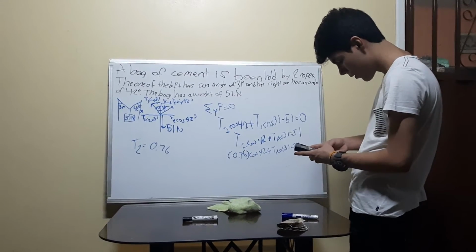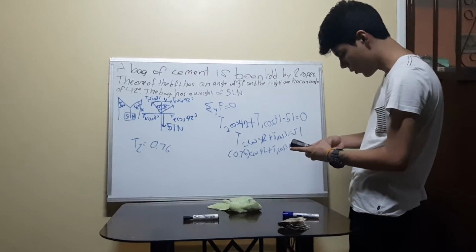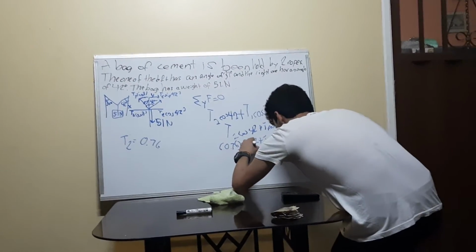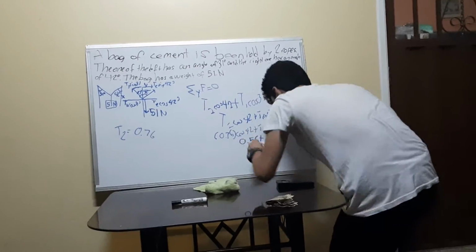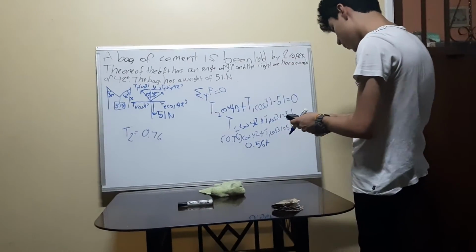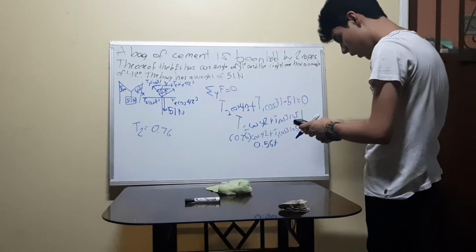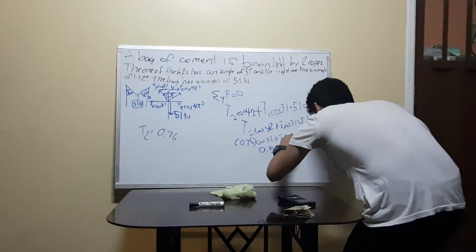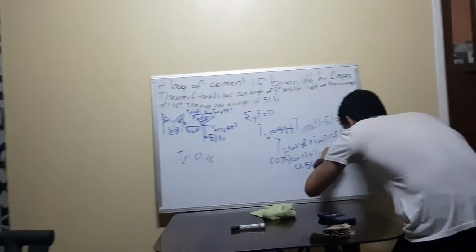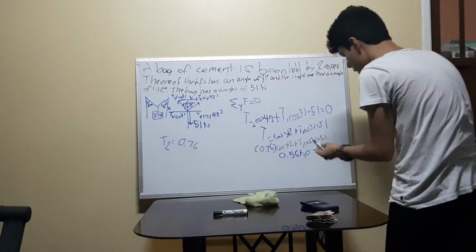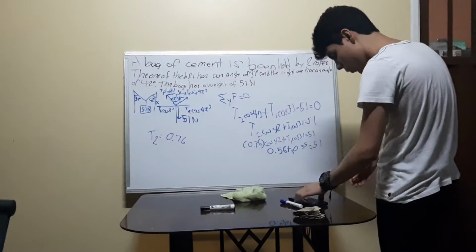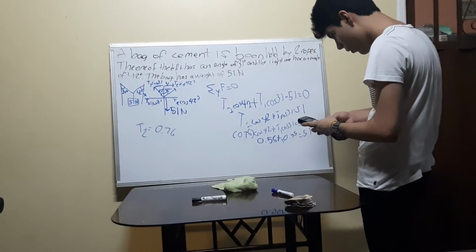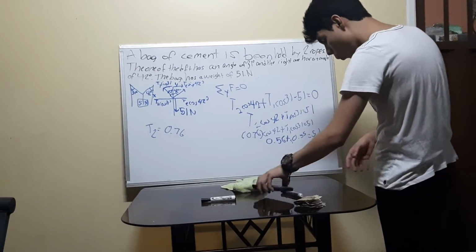0.76 times the cos of 42. That will give us 0.56. 0.56 plus the cos of 31. And that will be equal to 0.85. Okay. 0.85 of T1 equals 51. So now what we're going to do is that we are going to add both of this. Okay, so that will be 0.85 plus 0.56. That will be equal to 1.31.